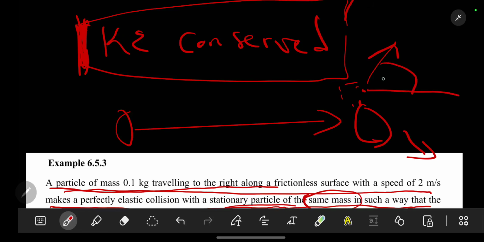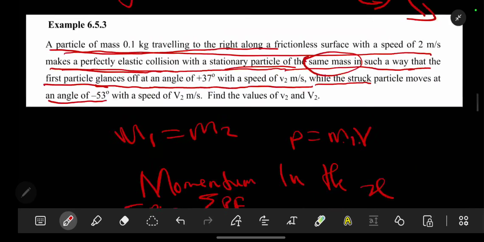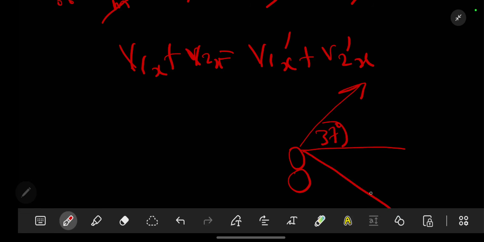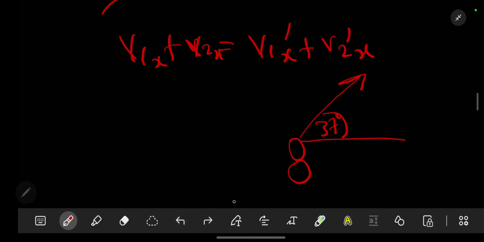So when it collides, it makes the angle of 37 degrees. Let me draw it properly here. When the two collide, one goes up at an angle of 37 degrees, the other one goes down at an angle of 53 degrees. So if you add 53 plus 37, you're going to get 90 degrees.